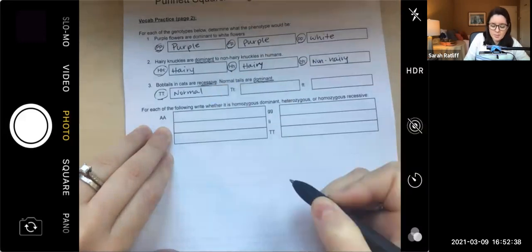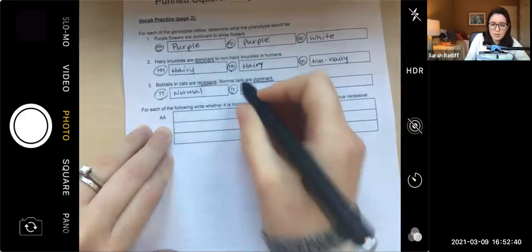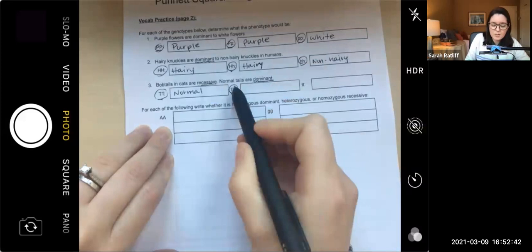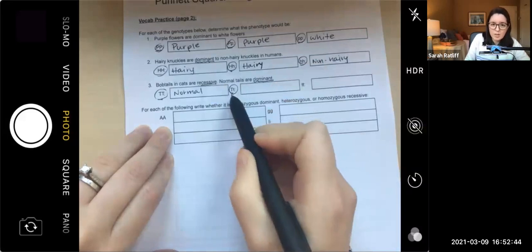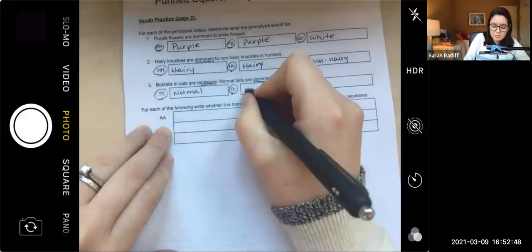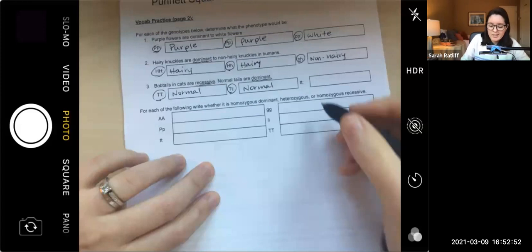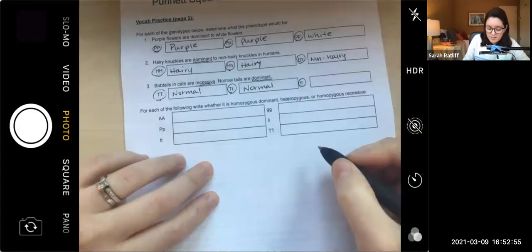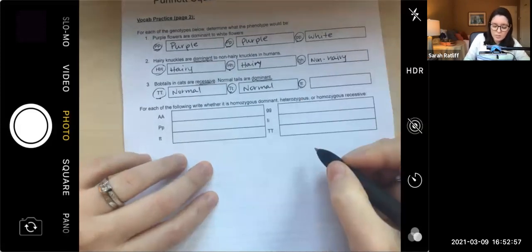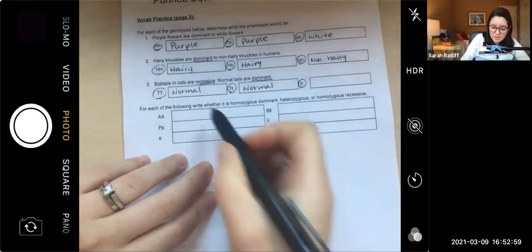All right, next up we have our heterozygote, one of each capitalization. We still have a dominant allele present. We're going to have the dominant phenotype of normal tails. And lastly, we have our homozygous recessive. And what is our recessive trait here? Bobtails.